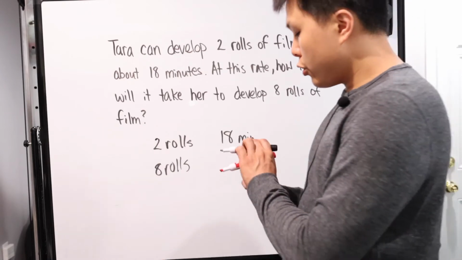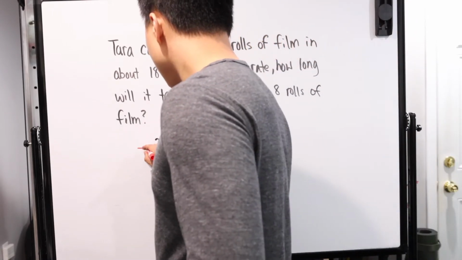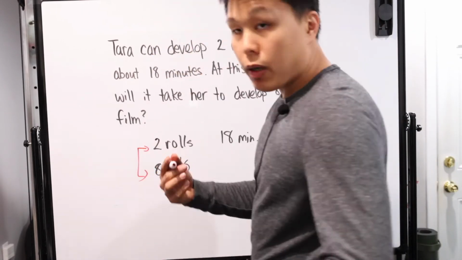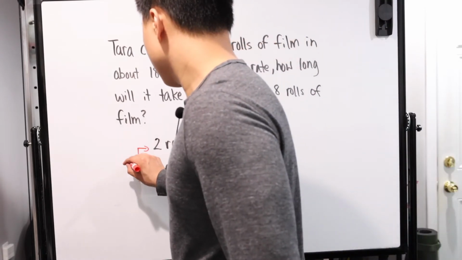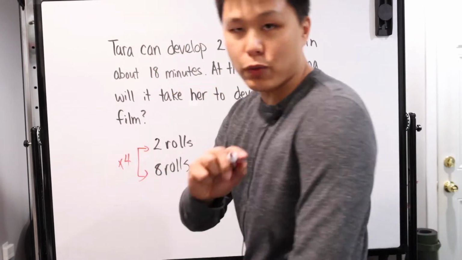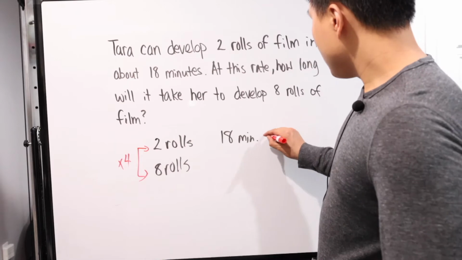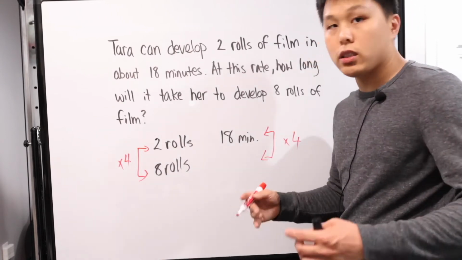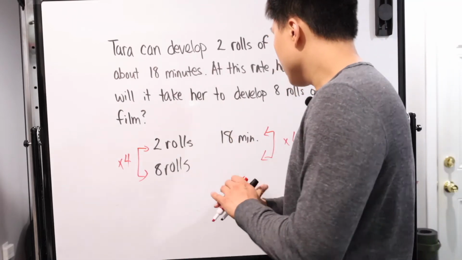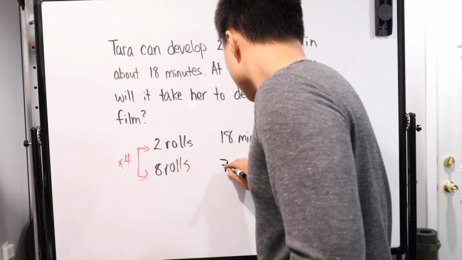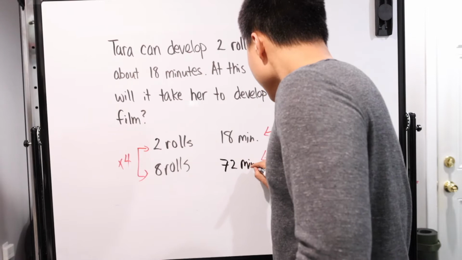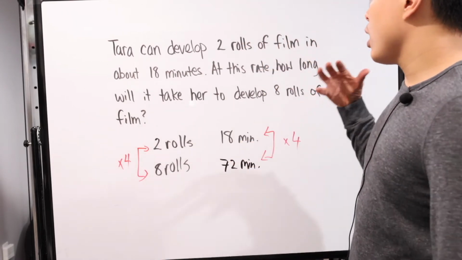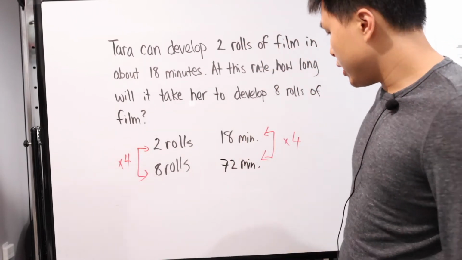Of course, you can always go with the standard. Well, 2 times some number gives you 8. Hopefully, this is not too much of a surprise. So that means if I were to multiply this by that same number, what would that be? 18 times 4 is 72. 72 minutes.